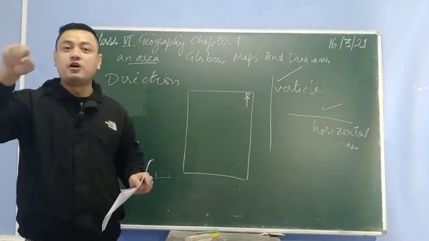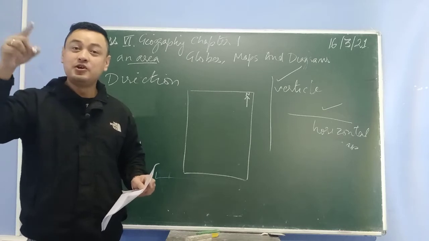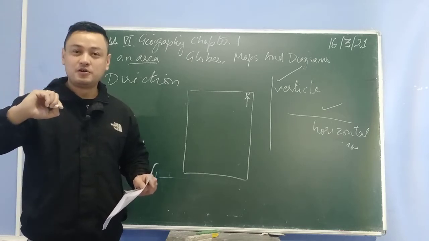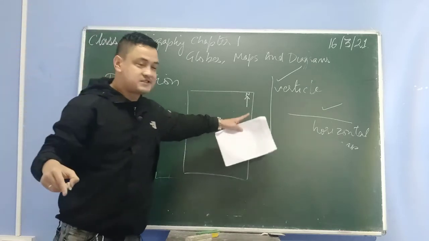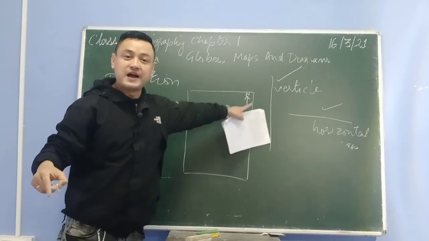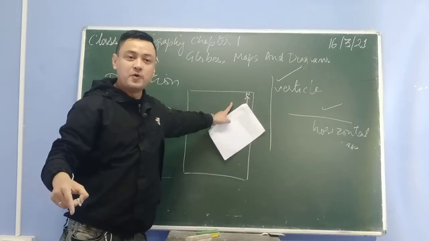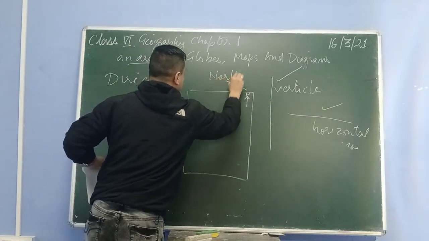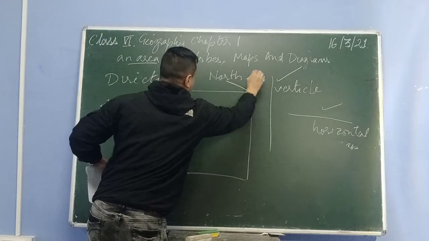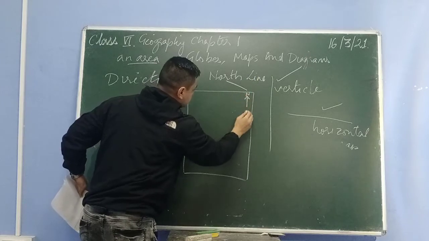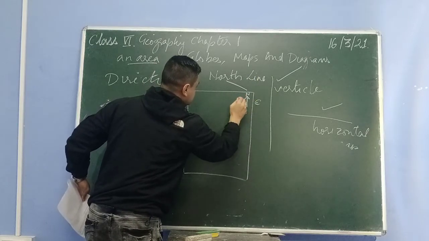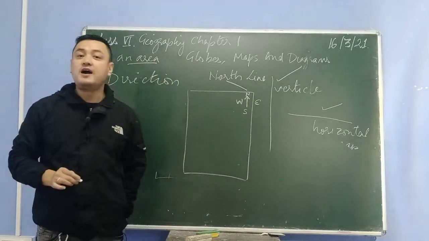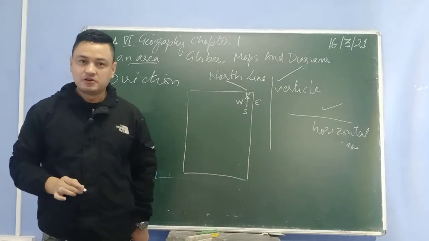N means north. If you know the north, you can find the south, the east, and the west. This N means north line. If you know the north, this becomes the south, this becomes the east, this becomes the west in a map. Are you understanding?